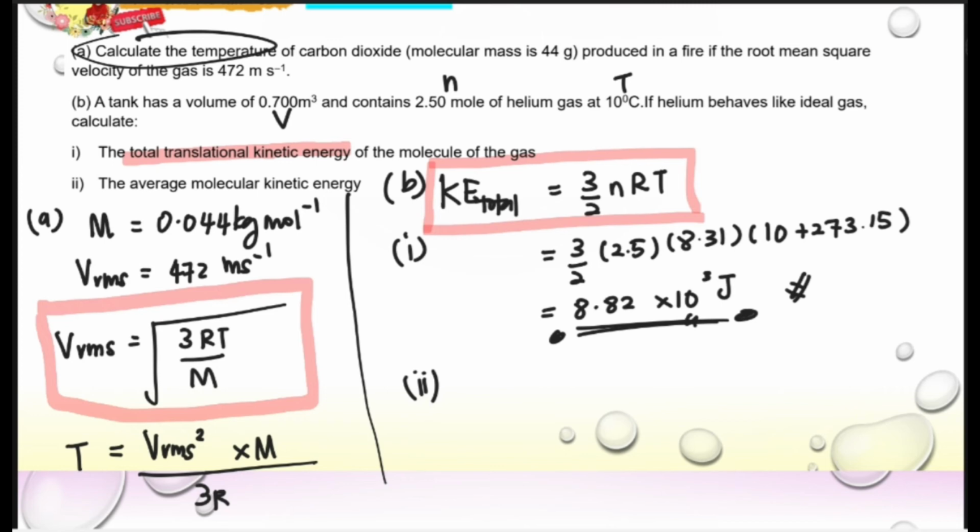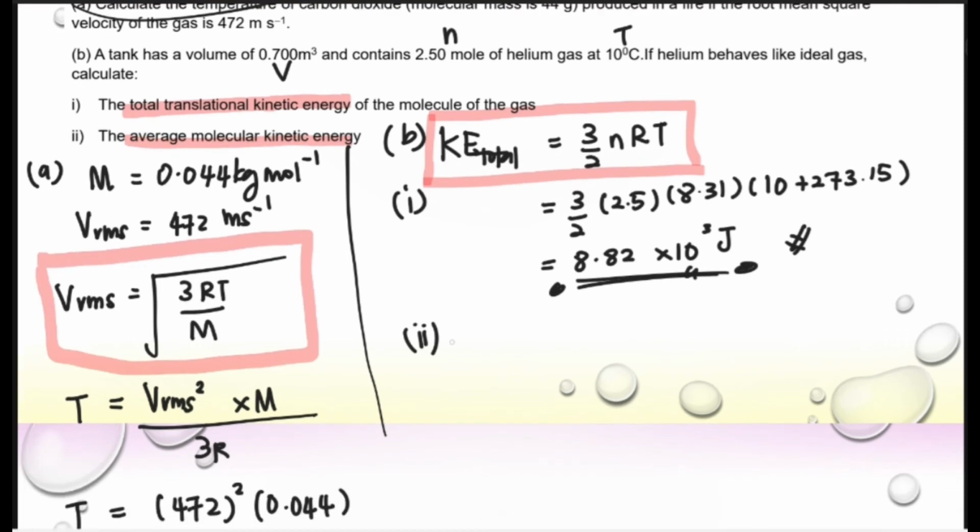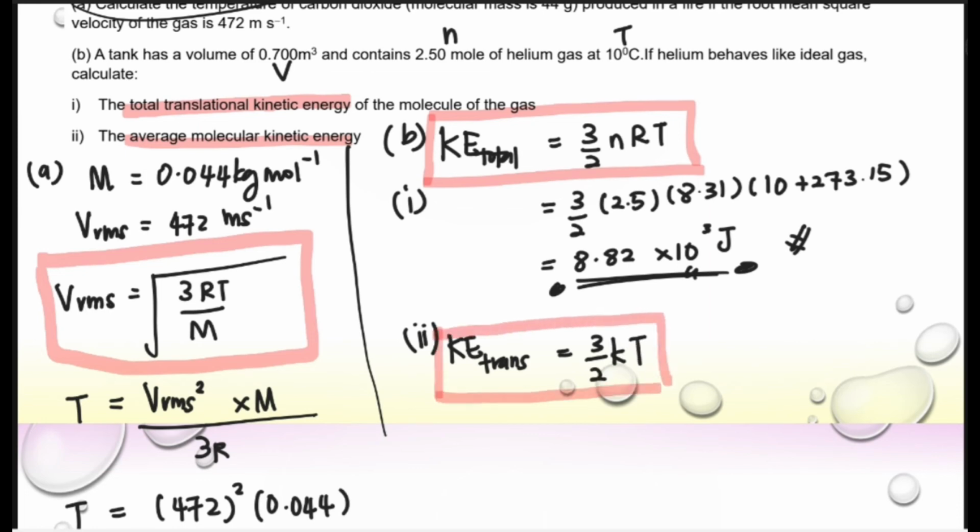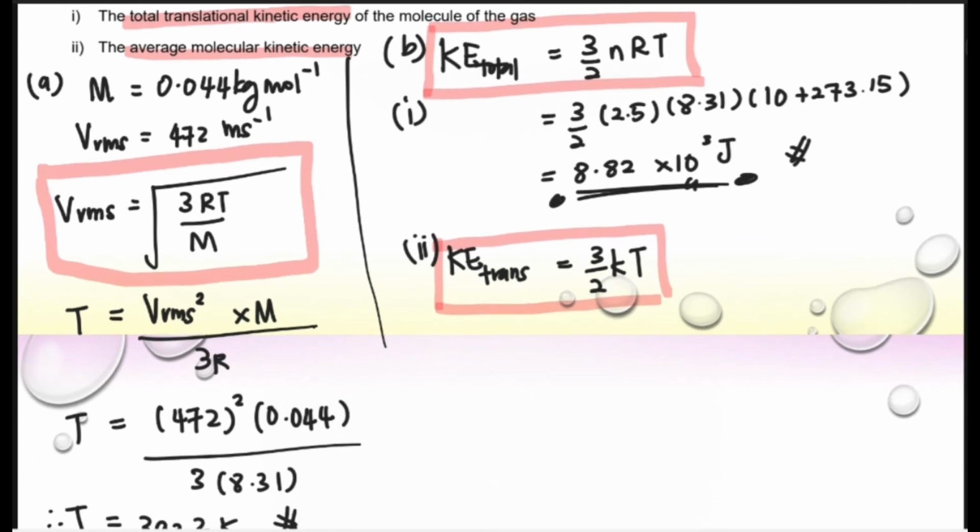So for B2, we want to calculate the average. Kalau tadi total translational kinetic energy, this time the average molecular kinetic energy. So formula for average translational kinetic energy, KE, is equal to 3/2 kT. Okay, so this is the formula in order to calculate average kinetic energy. Boleh? Okay, so we can just substitute.